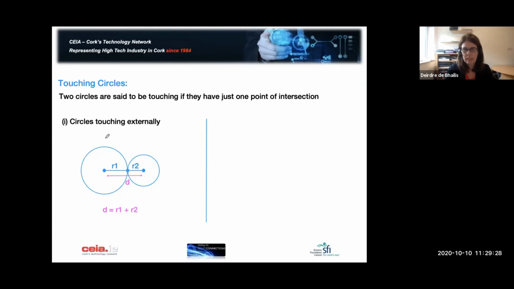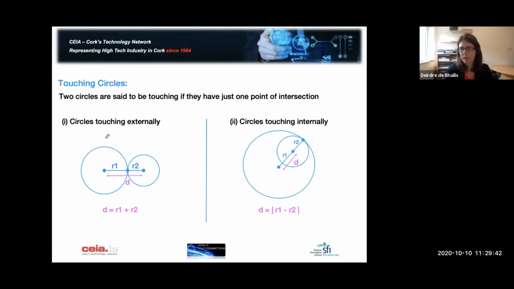The second option is if they are touching internally. And in that case, the distance between the two center points is equal to the radius of the first circle minus the radius of the second circle. Now it's the modulus of that because we're looking for a distance. We're not concerned with the direction, or whether it's positive or negative. We just want to know that value.